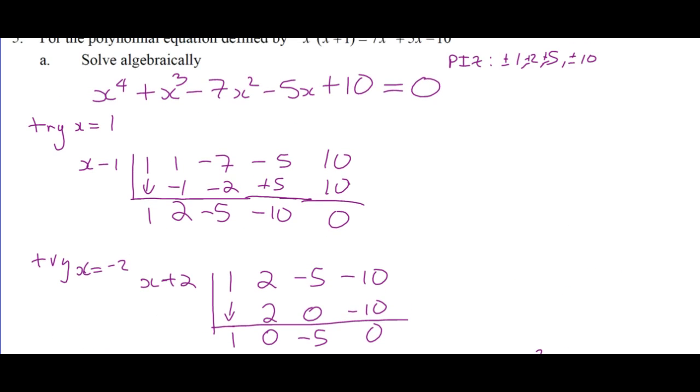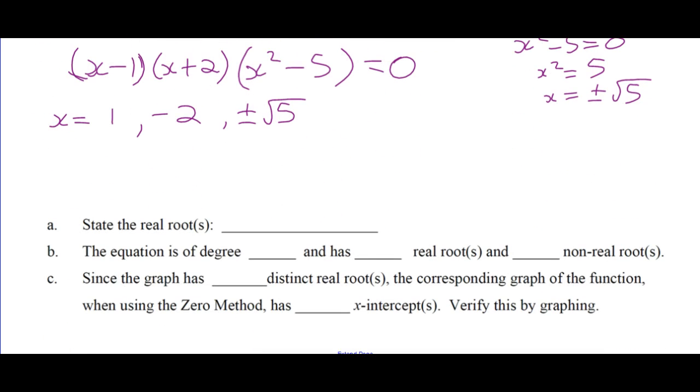Now, what degree was it? It was 4th degree. State the real roots. Here they are: 1, negative 2, plus or minus root 5. The equation is of degree 4 and has 4 real roots, 0 non-real roots, since the graph has 4 distinct real roots. They're all different.